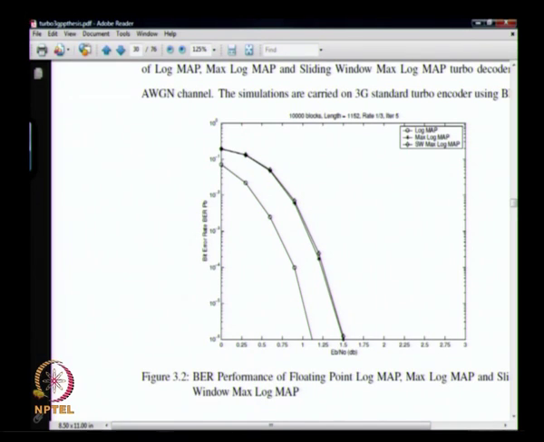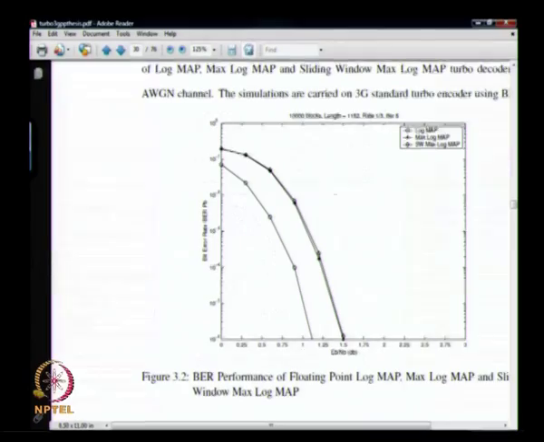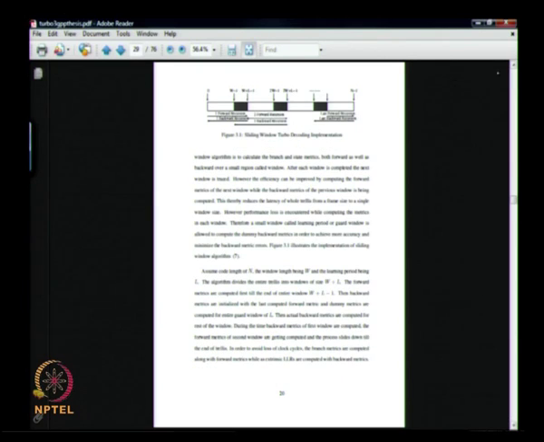So 1152 is a long length. You can't store, even if it is fixed point with 8-bit precision or 10-bit precision, that is a lot of bits to store for alphas. So you have to do sliding window. And that is where he had this picture. I thought that was a good picture to show how the sliding window works.